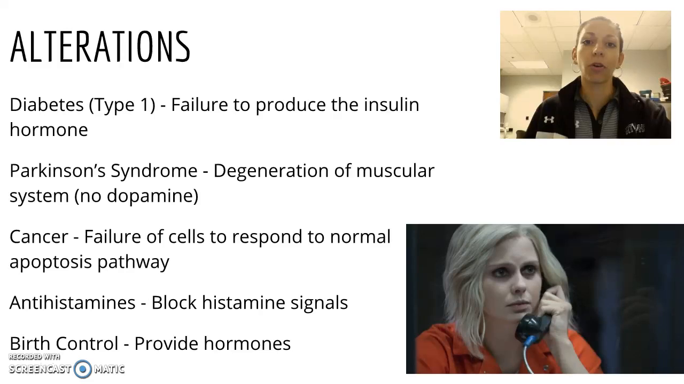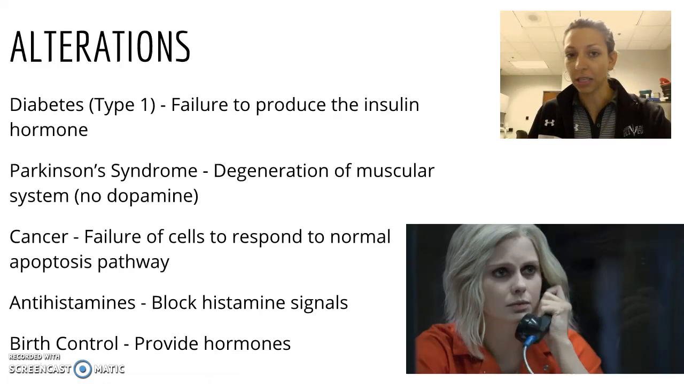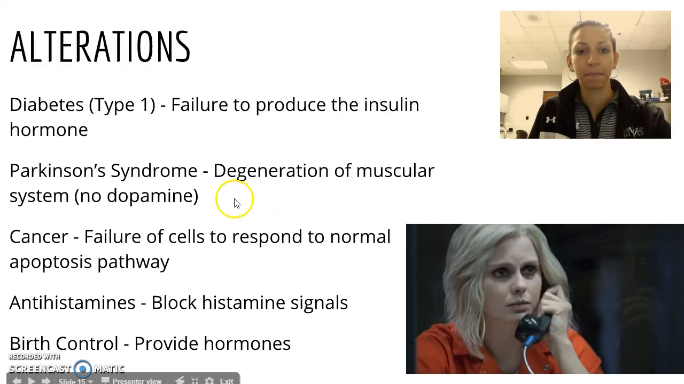Cancer is again a failure of cells to respond to the normal apoptosis pathway, and then we have this uncontrolled cell growth, which can lead to lots of health problems throughout the body for all the different types of cancers there are. Drugs as well can cause signaling pathways to act differently, such as antihistamines, which are going to block histamine signals and then decrease our inflammatory response within the body. And birth control, of course, is going to provide hormones that block normal ovulation and then change the normal cycle of menstruation within a woman's body.